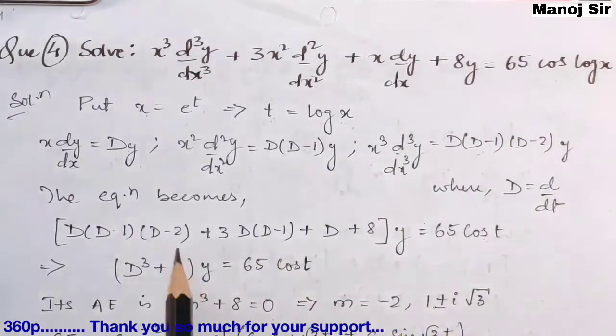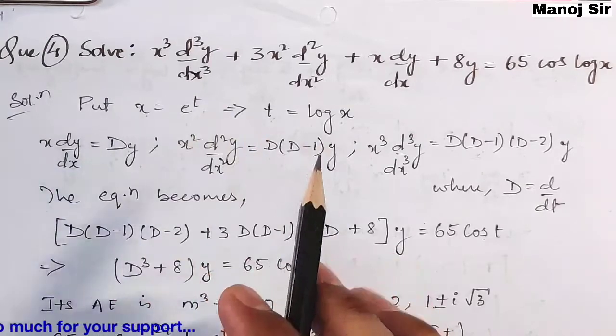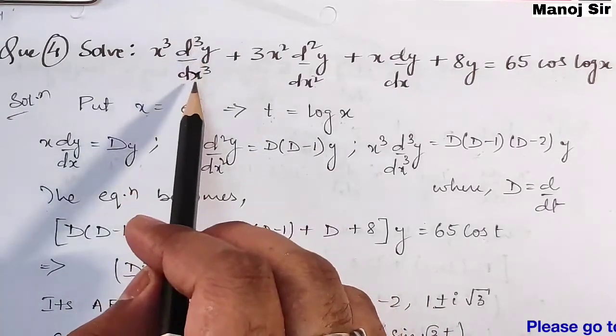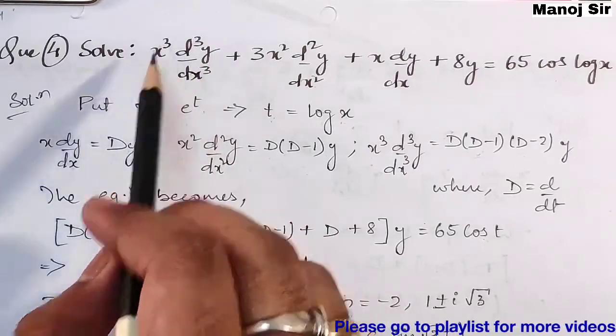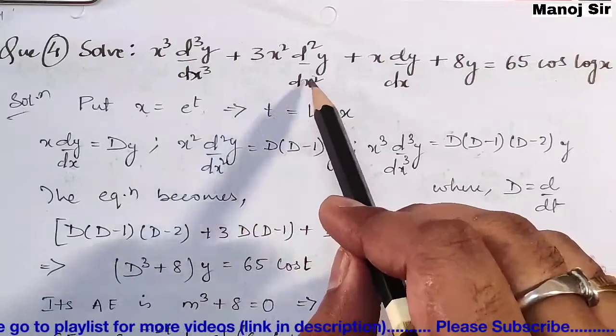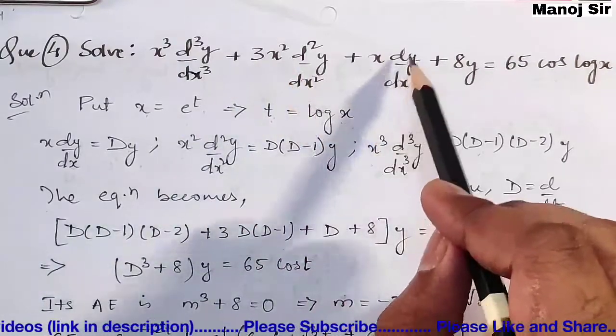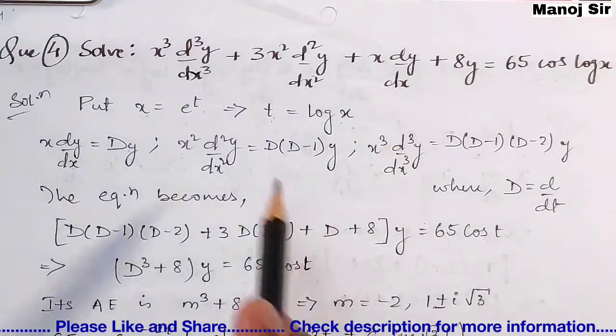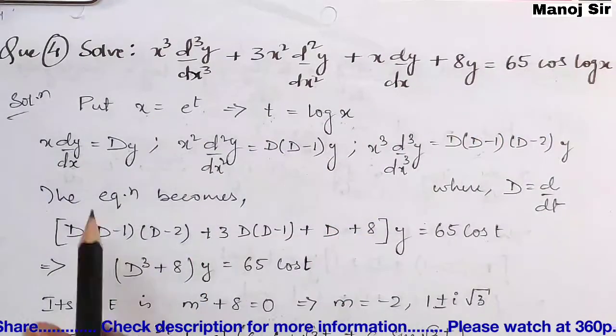Now this question belongs to Cauchy's homogeneous linear equation. How? Because here we have the third derivative, and we have x cube, that is x to the power 3. Again, this is the second derivative and here we have x square. This is the first derivative of y, and we have x. So this question belongs to Cauchy's homogeneous linear equation.